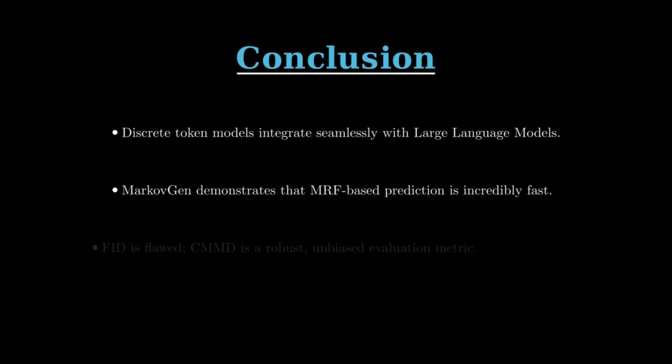First, we have seen that discrete token models integrate seamlessly with large language model architectures, unlocking powerful autoregressive and masked generative capabilities. Second, through models like MarkovGen, we demonstrated that Markov random field-based prediction is incredibly fast, allowing us to generate high-fidelity images in a fraction of the time. And finally, we have proven that the long-standing industry standard, FID, is deeply flawed. The community must transition to CMMD as the robust, unbiased evaluation metric of choice.